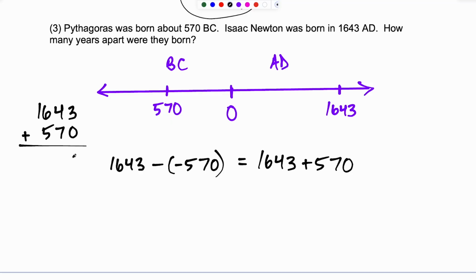And now 3 plus 0 is 3. 4 plus 7 is 11. So we write our 1 and we carry the extra 1 over. And then we have 1 plus 6 is 7. 7 plus 5 is 12. We carry the 1, and then 1 plus 1 is 2.